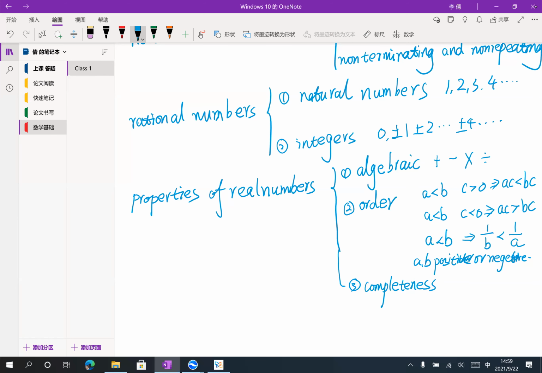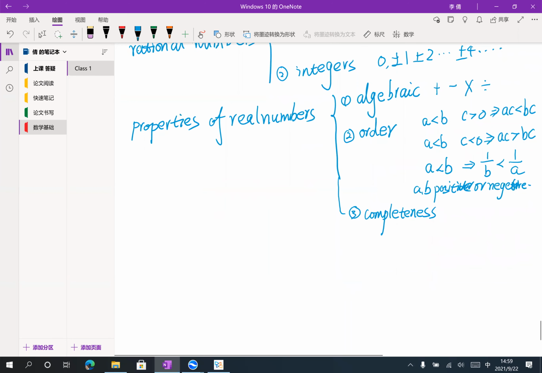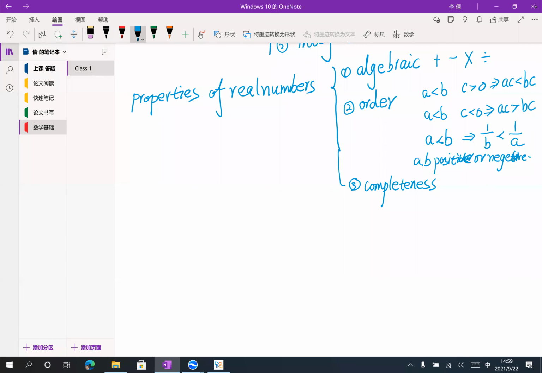And then we studied the interval. The interval is a subset of the real numbers, right?